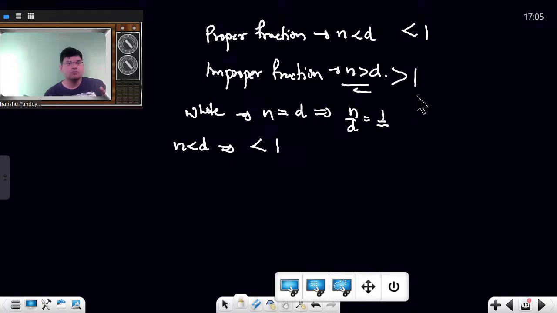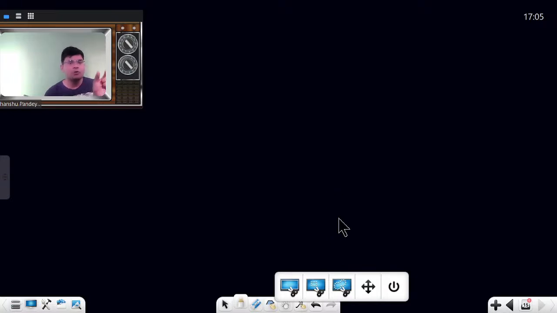Yes sir. Because it is obvious that the numerator is greater than the denominator. If you divide a greater number by a smaller number, you are always going to end up with some value which is more than 1. Okay, so now first we will learn how to show a proper fraction.